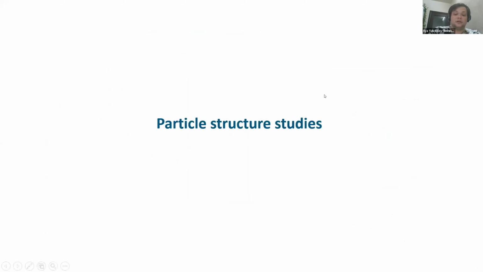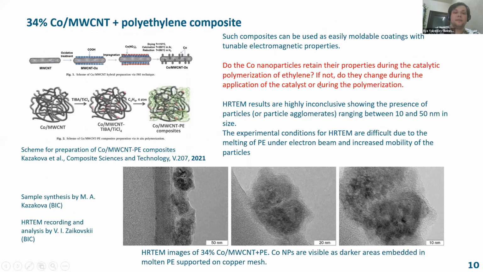And as for particle structure studies, first we used a sample of the same type, cobalt nanoparticles located inside, or this time maybe outside carbon nanotubes, but with a larger cobalt concentration, because such samples are practically interesting. In this case, this sample was a catalyst for ethylene polymerization. If we polymerize ethylene on such a catalyst, we obtain a material that is basically polyethylene with cobalt nanoparticles and carbon nanotubes embedded in its volume.